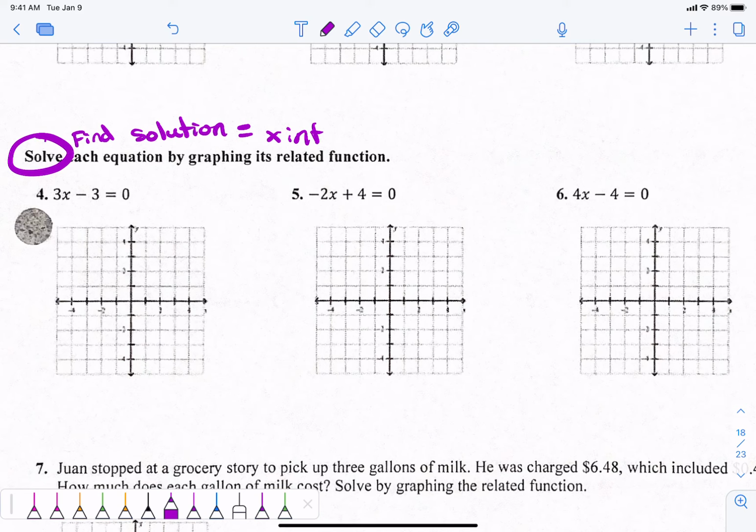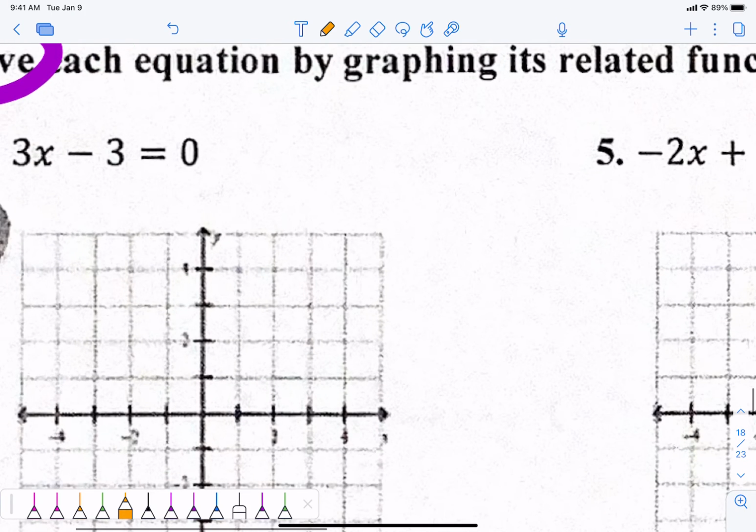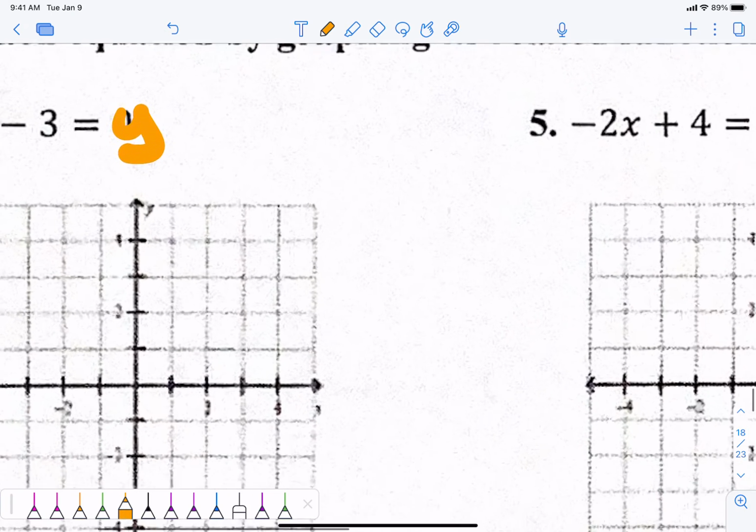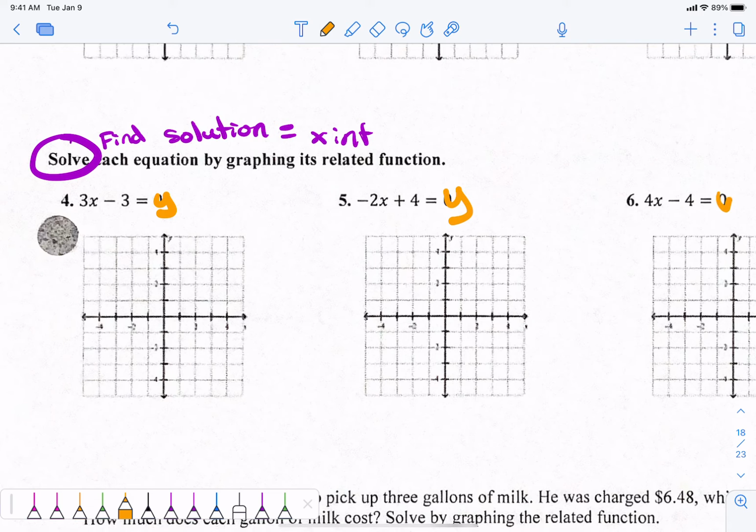Solve each equation by graphing its related function. For some reason, they have already plugged 0 in for y, right? So 0 in for y, 0 in for y, 0 in for y, okay? Keep that in mind, they've just plugged 0 in already for you. So you're finding the x-intercept. You're doing what they've already done for you, and you're graphing the thing. To solve that, the y would be 0, and x would be whatever you got to solve.